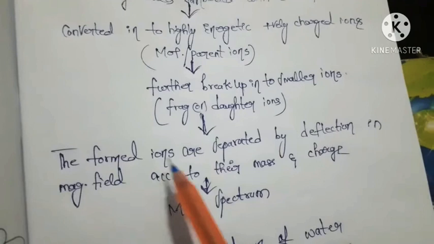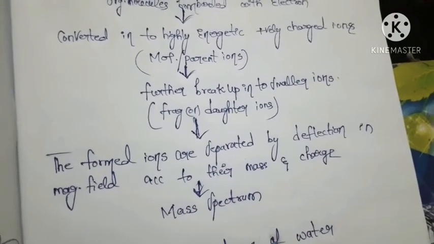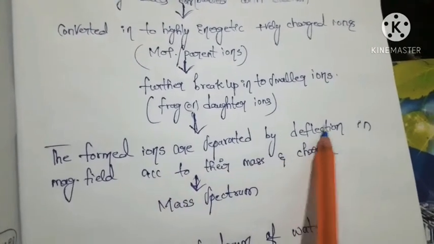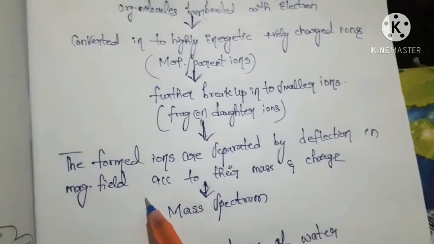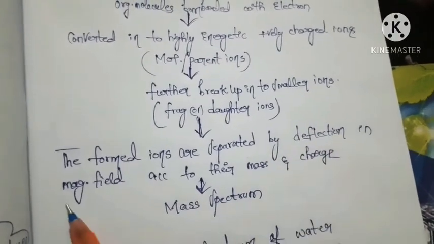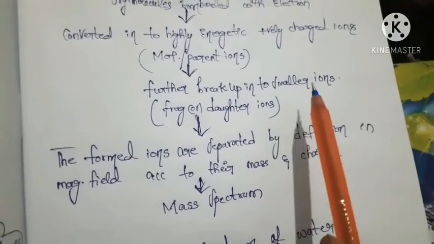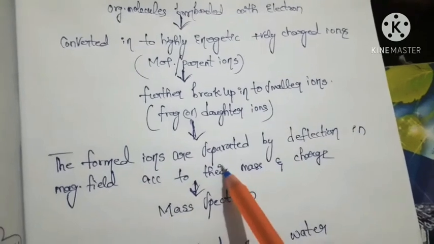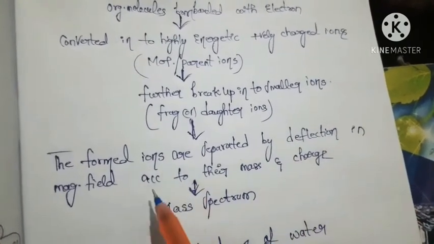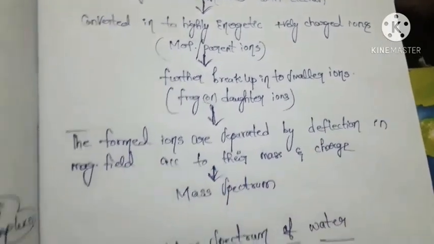These fragment ions are separated by deflection in the magnetic field. While explaining the instrumentation you will easily understand all these terms. Now what we have to remember is that the fragment ions are formed, and these fragment ions are separated in the magnetic field by deflection according to their mass and charge, and this will be observed in the mass spectrum.